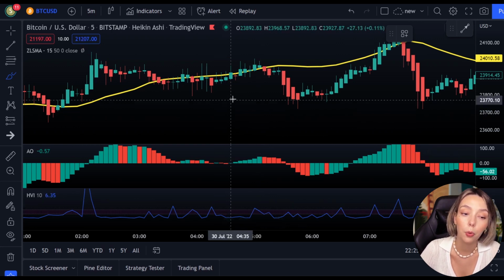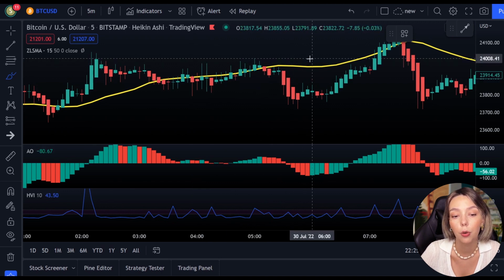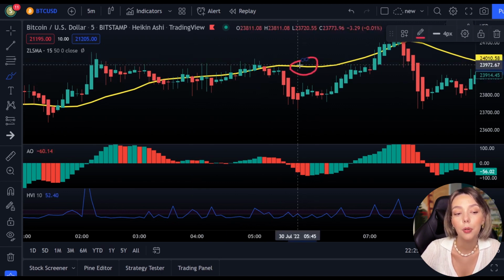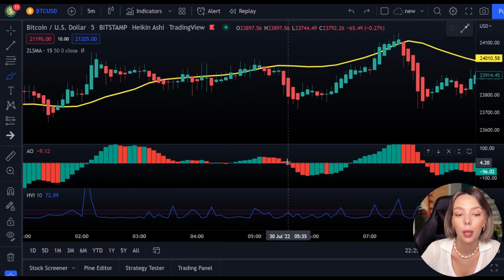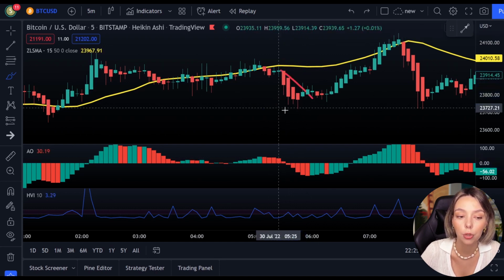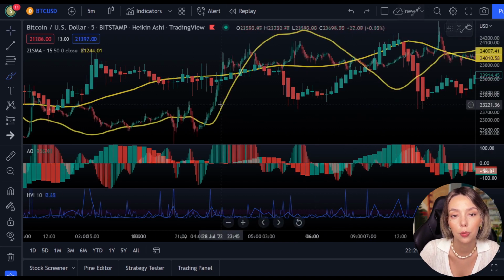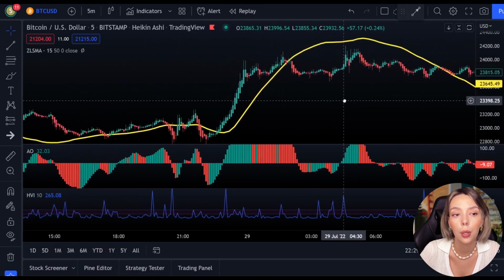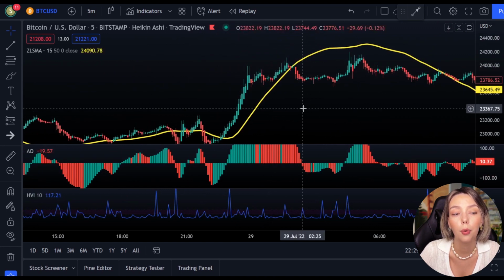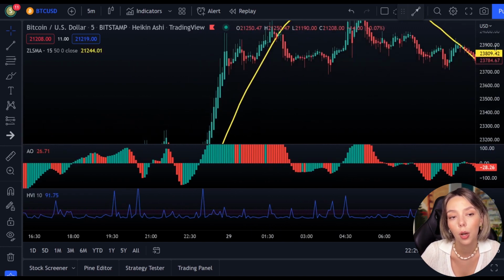Also, it's very important to keep an eye on the direction of the zero leg SMA. For example, if you have a signal to go short but the line is pointing upwards, this is a strong indication that the bullish trend is not yet over. So in order to maximize our chances of success, I added this rule as well, and because we have all these rules in place, it's really hard for us to take trades.